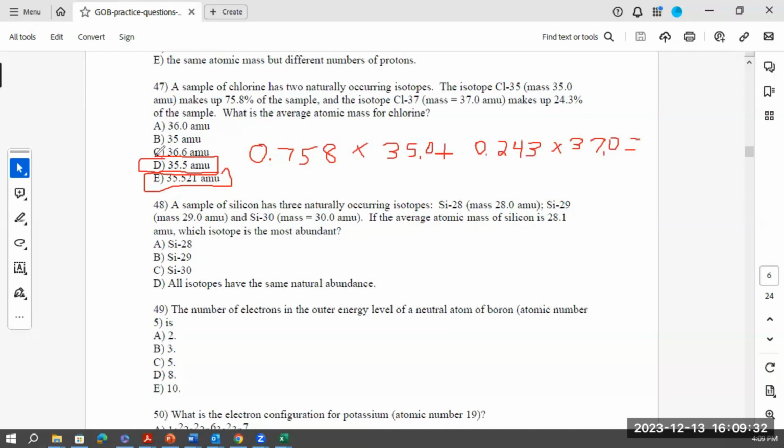Because if you notice, all of their answers were all in between, right? In between 35 and 37, right? So pay attention to that. Some exams, they don't pay that much attention, and they're just saying if you just know what you're doing.